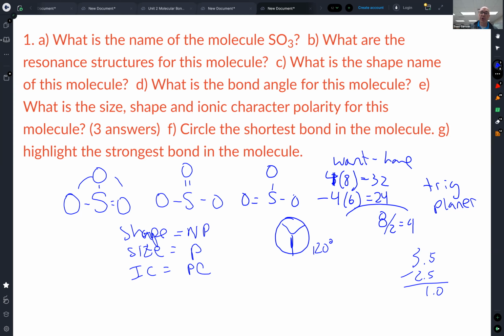All right, circle the shortest bond in the molecule. The shortest bond is going to be the bond that has the double bond. The double bond is by definition going to cause it to pull in tighter. And so there's where we circle and then highlight the shortest bond. So the shortest bond is going to be the one with the double bond. So just practicing what we've already learned in class.